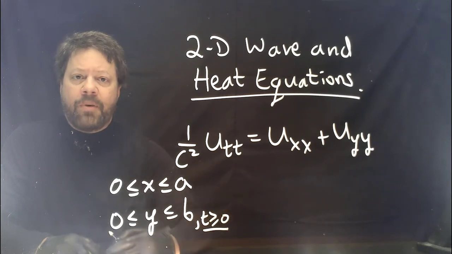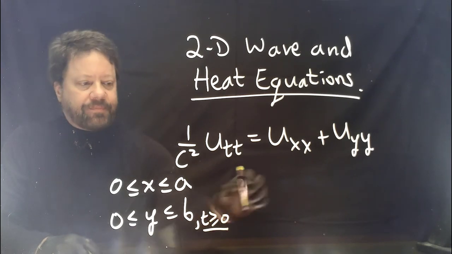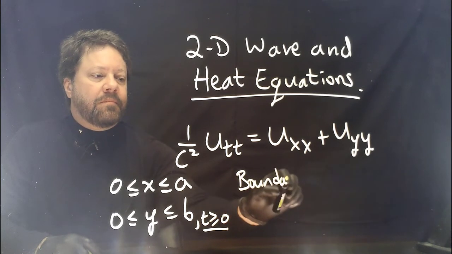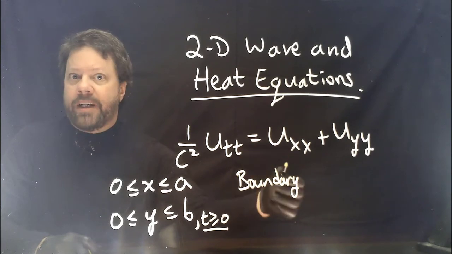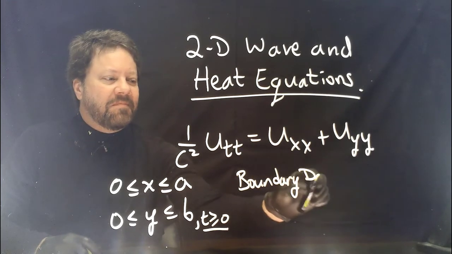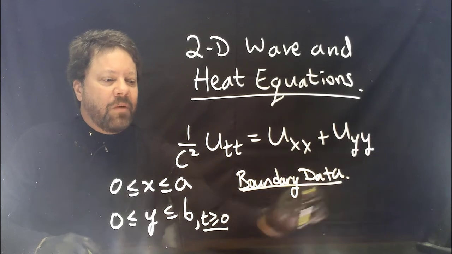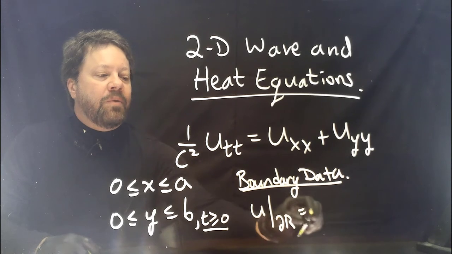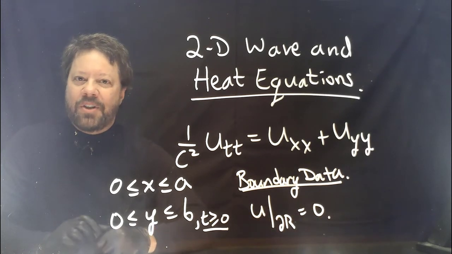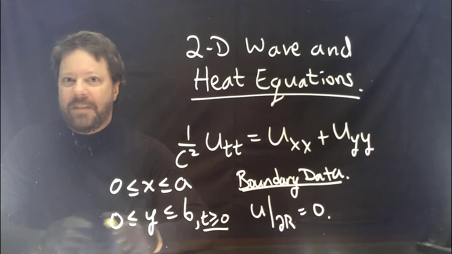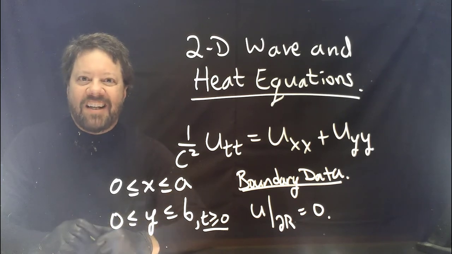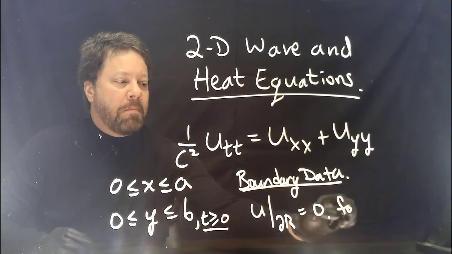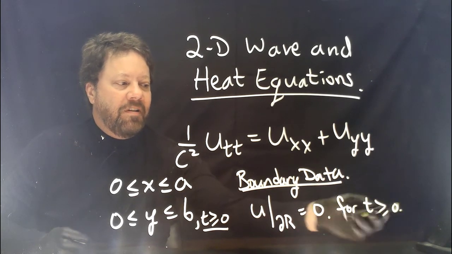Also, we need both initial and boundary data. So the boundary data, or the boundary condition, same thing, will be that u, restricted to the boundary of the region, will be 0. No displacement at the edge of the drum, if you will. In this case, a rectangular drum. This condition must hold for all t.